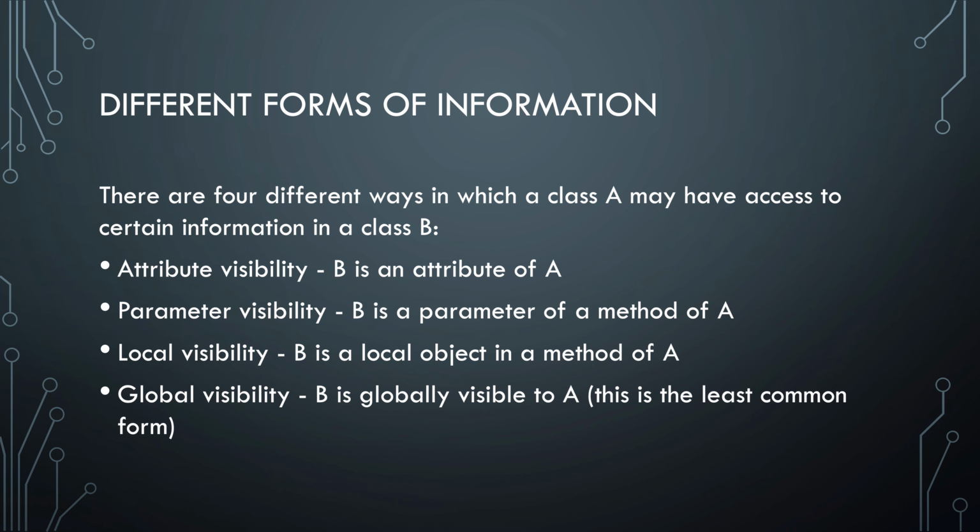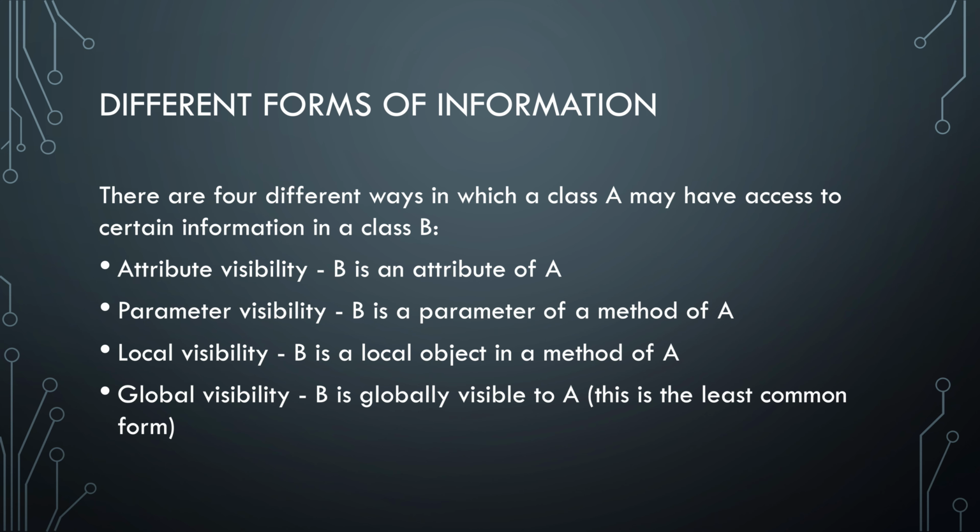For this, it's important to look at the different forms of information. And there are several ways in which a class A can have access to information in a class B. First, B could be an attribute of A. For example, a sale has a tax calculator object that it can access to compute taxes. B could also be a parameter of a method of A. For example, a sale has a compute total method that gets a tax calculator object as a parameter.